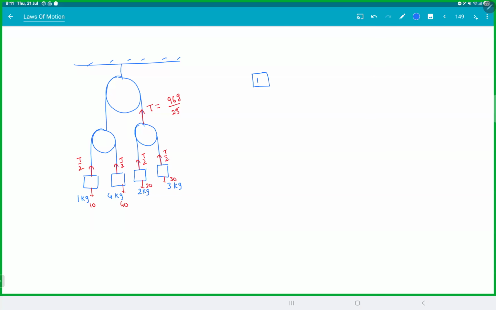So for the 1 kg block, the tension will be T by 2. This will be 10. Let the acceleration be A1. T by 2 minus 10 is equal to 1 into A1. Substitute the values. You will get the answer from here. How much is this? 96G, so that is 48 by 25. 48 minus 25 is 23 by 25G.